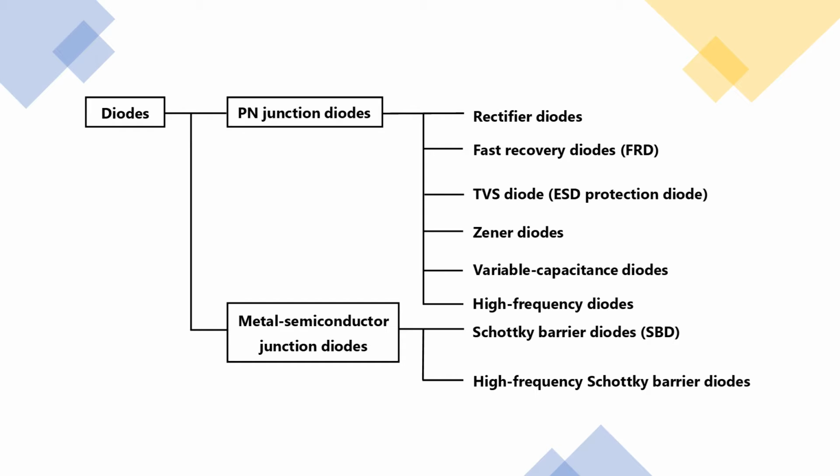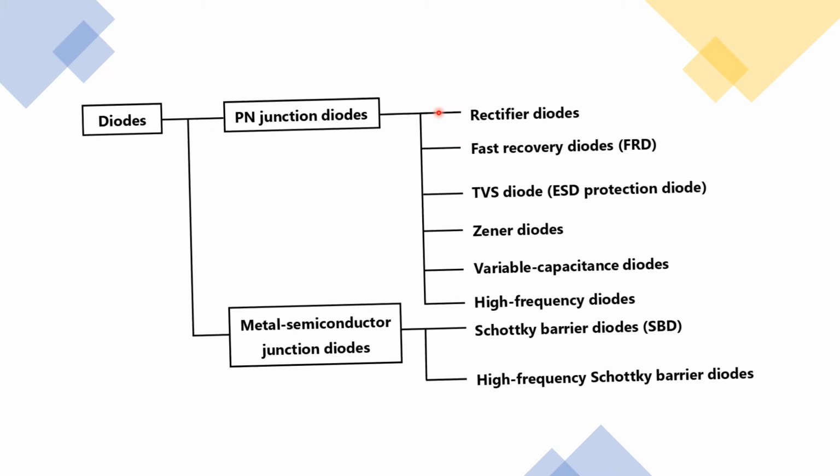Today we are going to learn about Zener diodes, and before going to explain, I will differentiate the different types of diodes. Basically diodes are categorized into two types. One is the PN junction diode, and another one is the metal semiconductor junction diode. Under PN junction diodes there are several types.